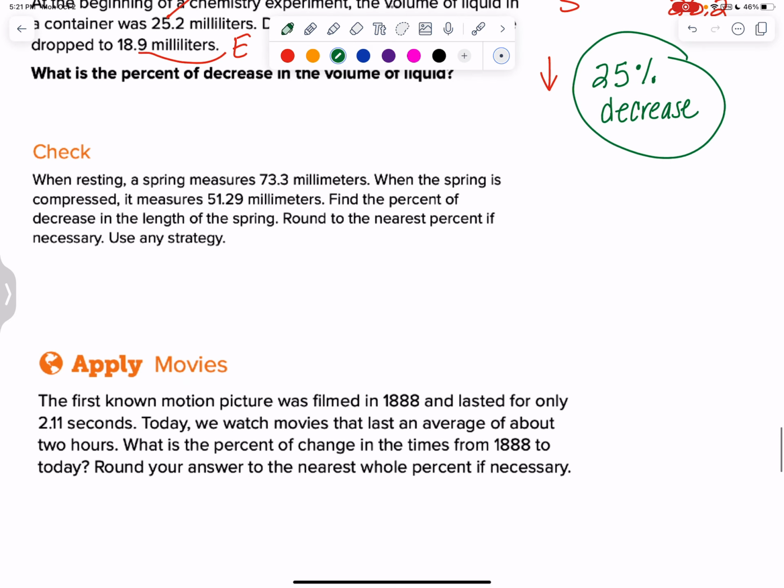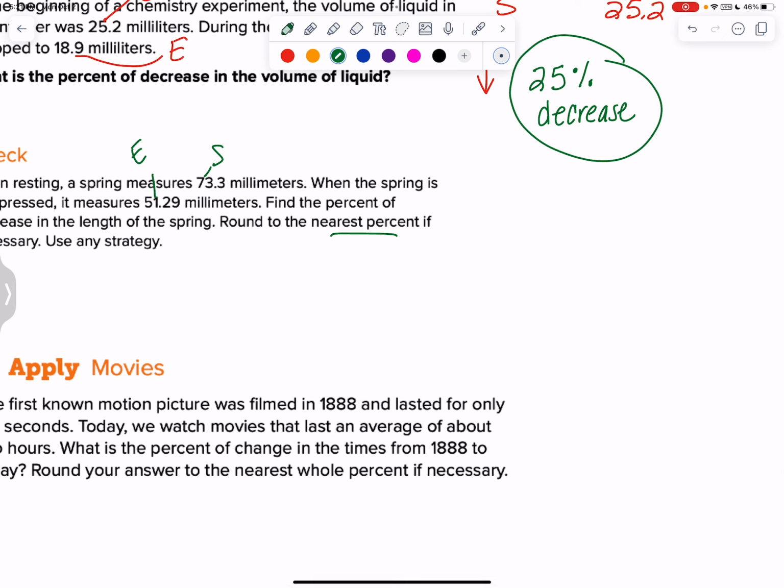So let's try it with this check here. When resting, a spring measures 73.3 millimeters, and when it's compressed, it measures 51.29. What percent of decrease in the length of the spring? So here's our start. We always are going to label that first. Here's my end, and it says round to the nearest percent if necessary. So we'll see if we do. All right, write your equation out, end minus start over start every single time.